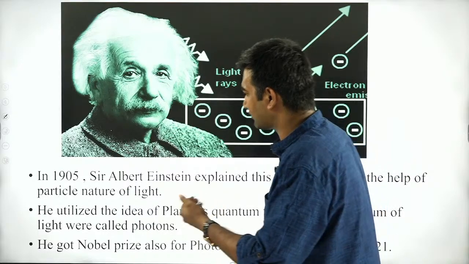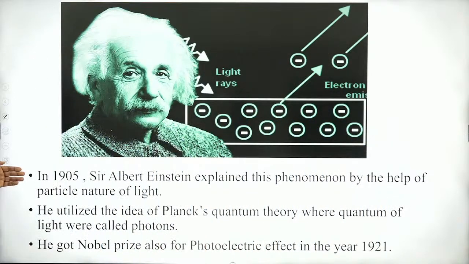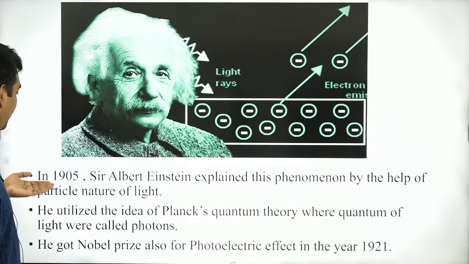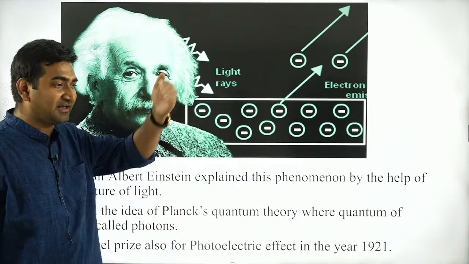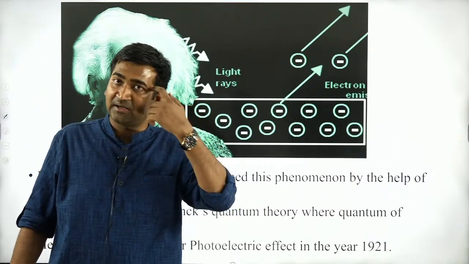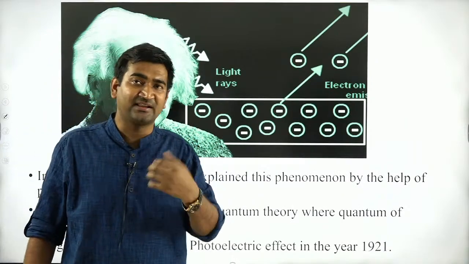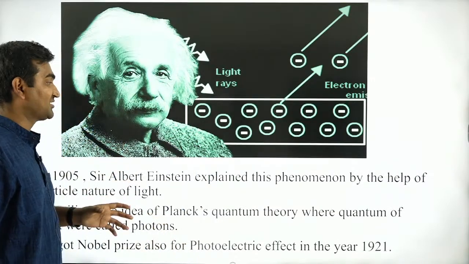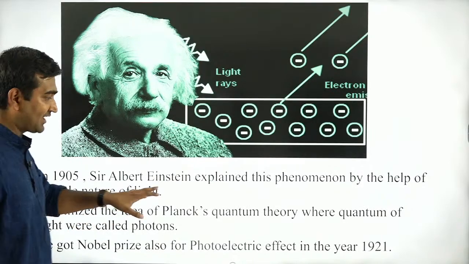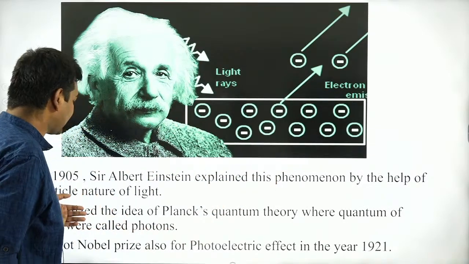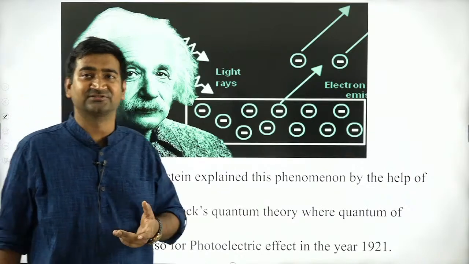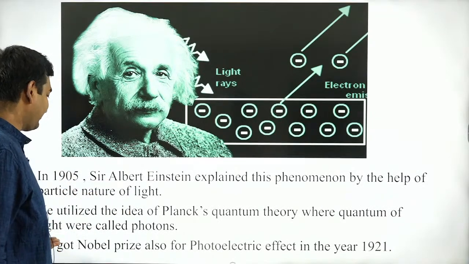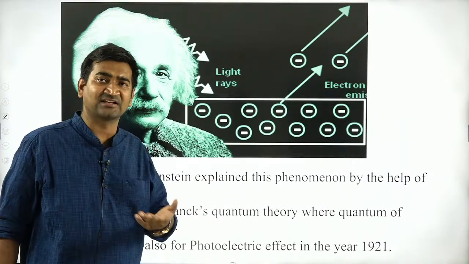Although he explained it in 1905, here is the data written over here. You can see in 1905, Sir Albert Einstein explained this phenomenon with the help of the particle nature of light. As I told you earlier, the explanations were going on, but wave theory was in the mind, and that is why they were not able to predict the exact thing which Albert Einstein did. He utilized the idea of Planck's quantum theory, where quanta of light were called photons. So they were like particles, light particles, called photons. And for this he got the Nobel Prize in the year 1921, as I have mentioned.